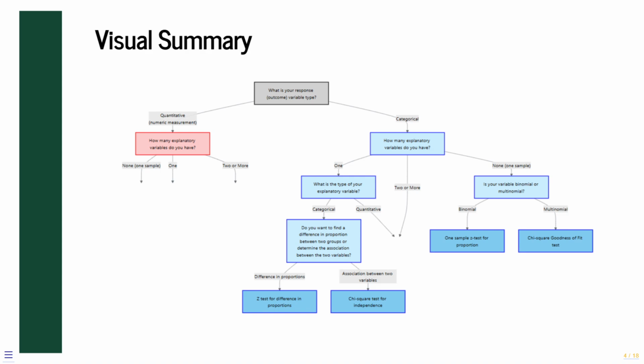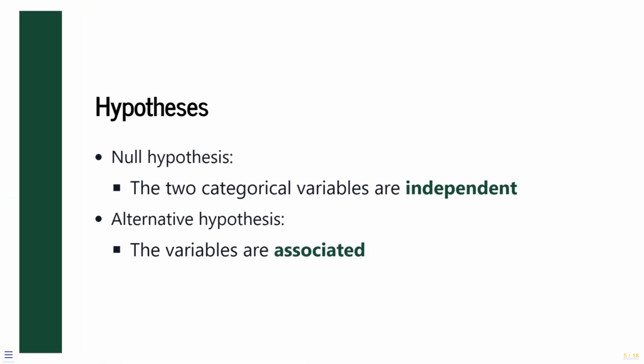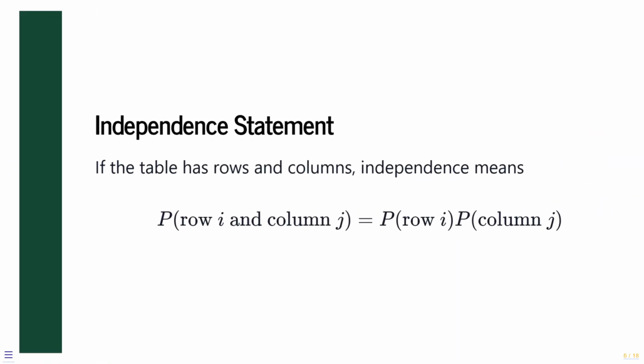This image summarized the overall setting for a chi-square test for association. The null hypothesis says the two categorical variables are independent. The alternative says the variables are associated. Independence means that the probability of being in a particular row and column equals the probability of the row times the probability of the column.